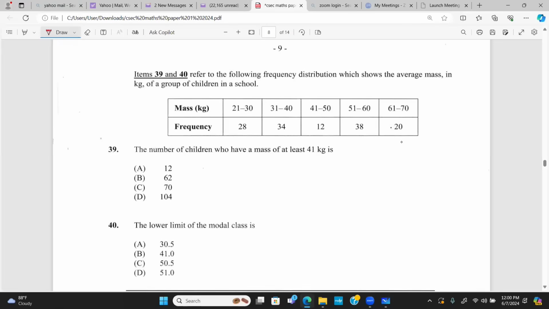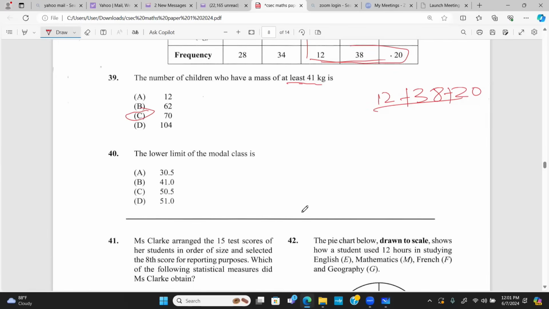Statistics, 39. The number of children who have a mass of at least 41. So that means 41 or more. So you want to come here and everything going that way. So you want to add your 12 plus your 38 plus 20. That's about 70. So watch the question: the number of children who have a mass of at least. So we're adding from this going forward, we get 70.